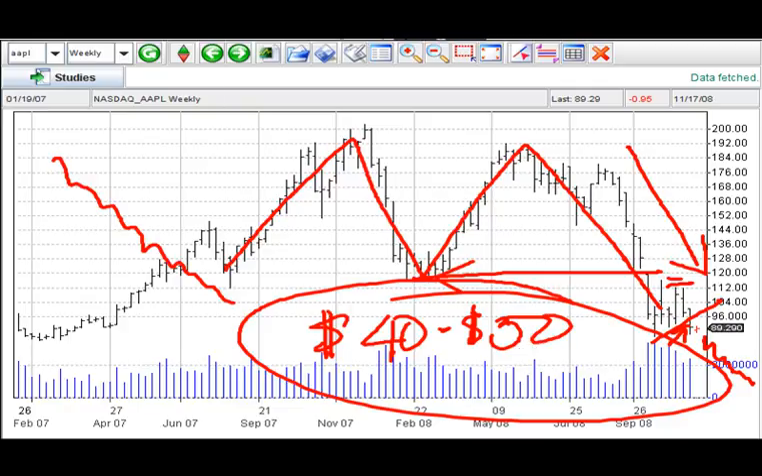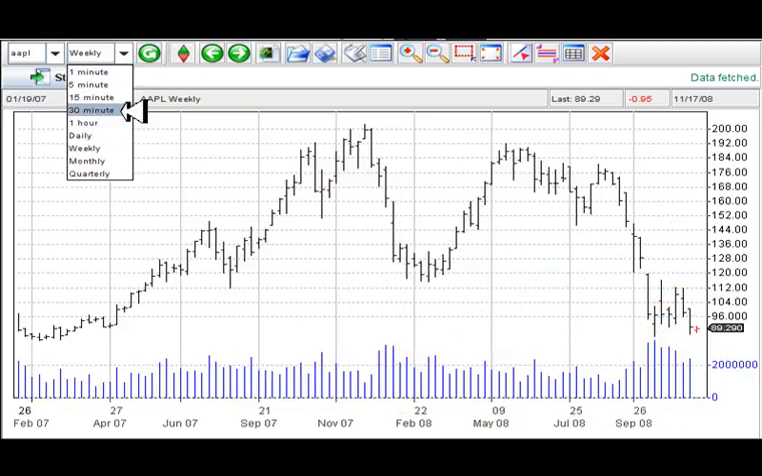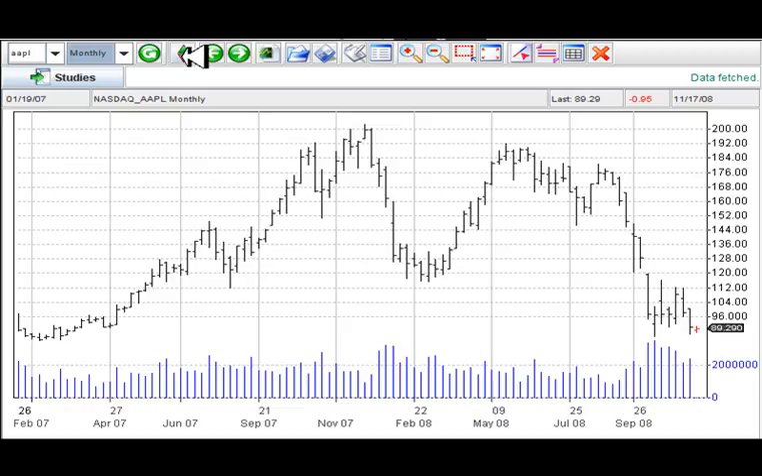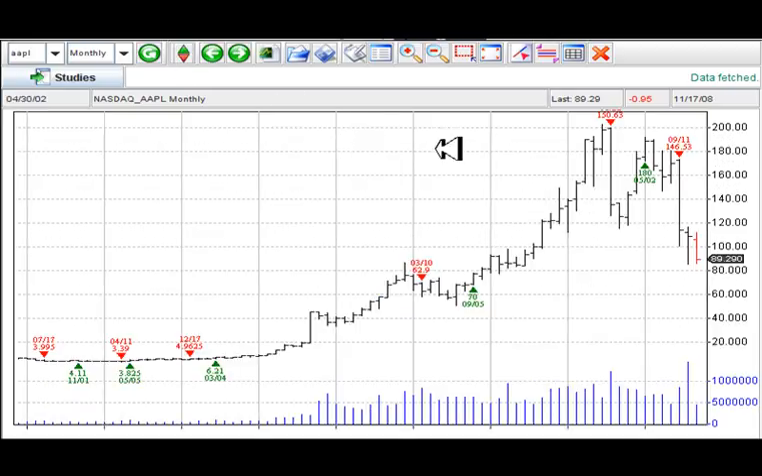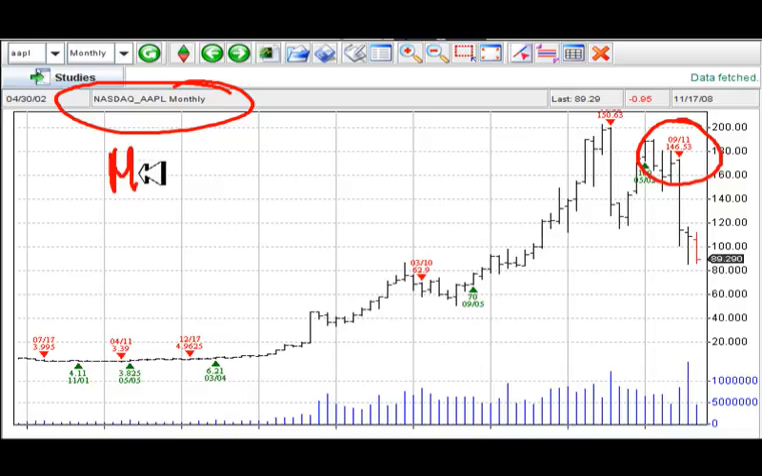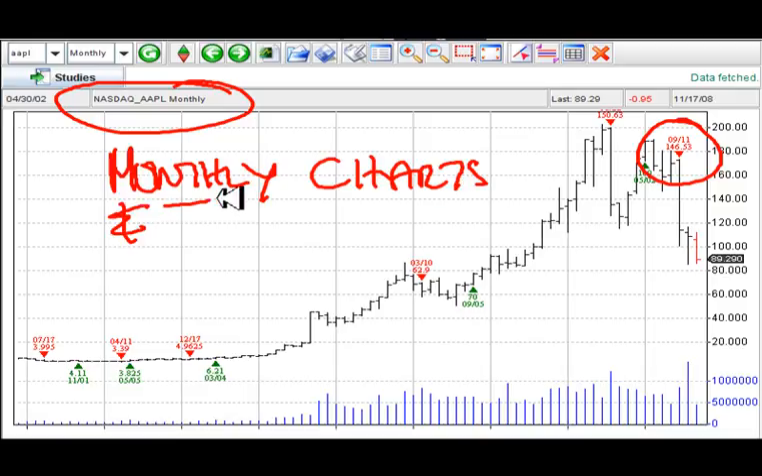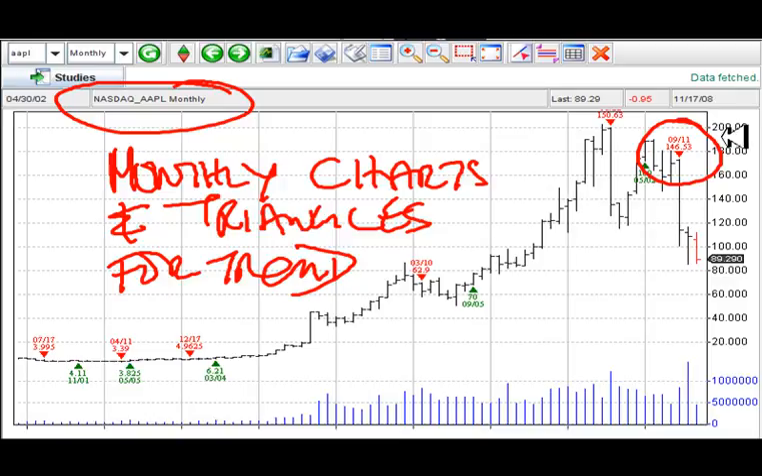I'm going to take everything off the screen. I want to show you our monthly chart, and I'm going to put our trade triangles in here. And as you can see very quickly, 146.53 on 9/11 was our last sell signal. This is on a monthly chart now. Remember, we use the monthly charts and triangles for trend. And right now, our monthly triangles are saying lower. They're saying down.